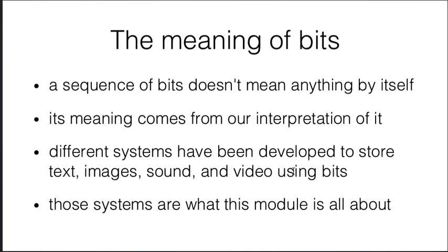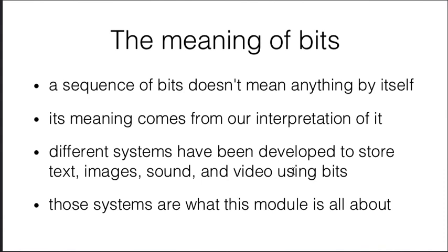Okay. Now, a sequence of bits all by itself doesn't mean anything. It's just a bunch of bits. The meaning of those bits is assigned by us. The computer only stores ones and zeros, okay? So a bunch of ones and zeros, that's a GIF, a bunch of ones and zeros, that's a JPEG, and a bunch of ones and zeros, that's a music file. They're just ones and zeros. It's something external to them that makes them what they are. So the meaning comes from our interpretation of the sequence of bits.